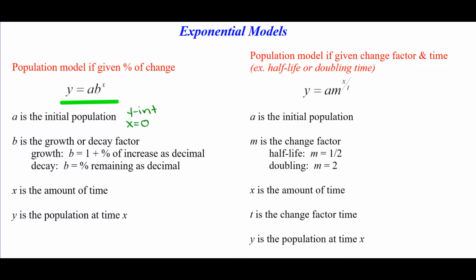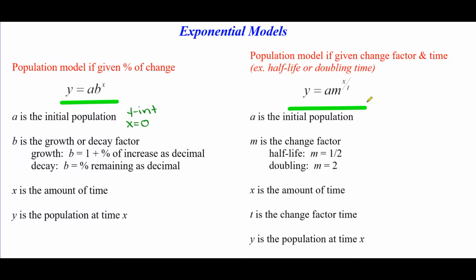Another equation that we will see is this second one over here, which is y equals a times m to the x over t. And this is the equation that we're going to use when we are given a situation where we're talking about a time factor, so a doubling time or a half-life or a tripling time or something like that. Typically you're going to see doubling time and half-life most frequently.